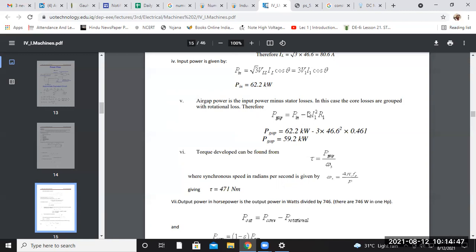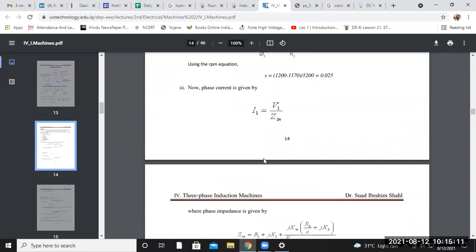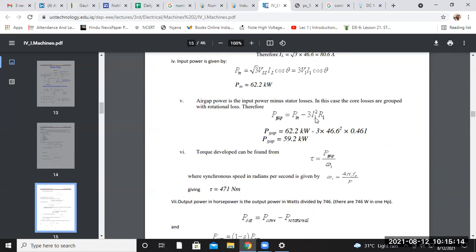If you have a single phase machine, then the 3 will be removed and it will remain I1 square R1. But for a 3 phase machine, as there will be 3 RYB connections, the ohmic loss in the stator will be 3 into I1 square R1. You have the phase current I1 equal to 46.6, and R1 has the value 0.461. So putting in the appropriate values of I1 and R1, you will get the air gap power as 59.2 kilowatt.